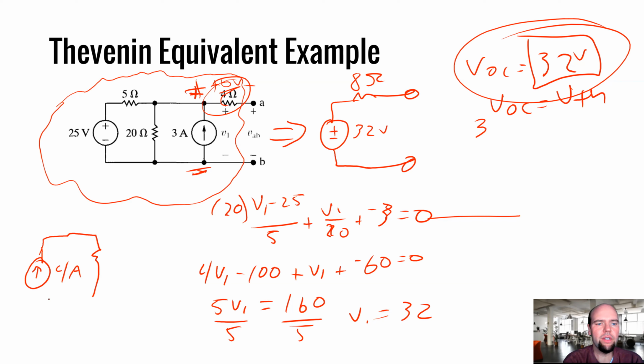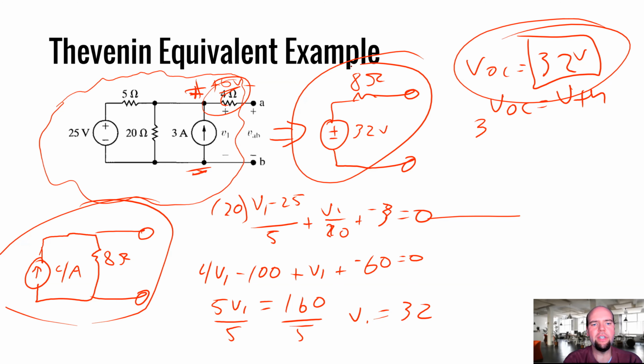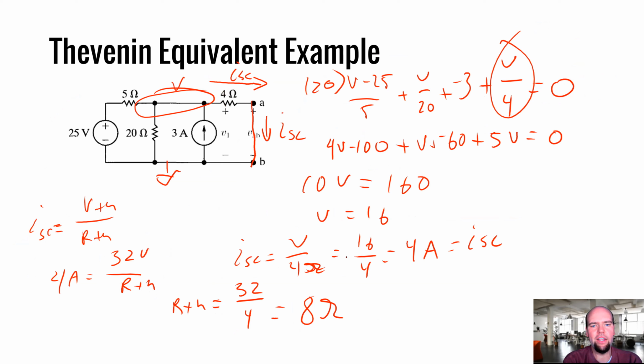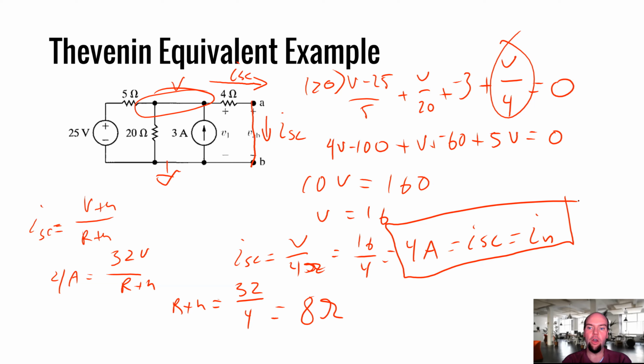in parallel with an 8 ohm resistor. So this is our Norton equivalent. This is our Thevenin equivalent. And it should be noted that that 4 amps, our short circuit current, is the Norton current. So the short circuit current is the Norton current. The open circuit voltage is the Thevenin equivalent voltage.